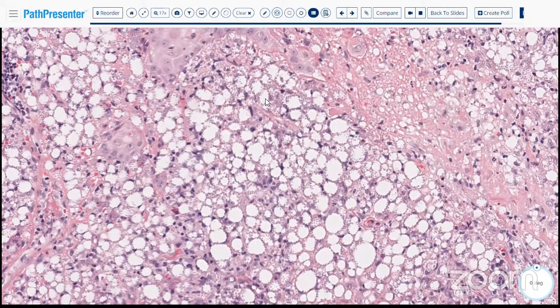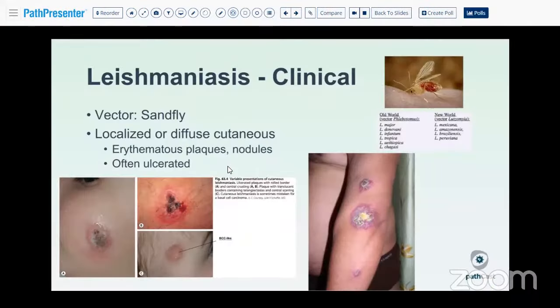And sure enough, as we zoom in on these, they are vacuolated histiocytes and they are teeming with these little dot-like organisms. And the dot-like organisms are rimming the periphery like a marquee. So that's known as the marquee sign of leishmaniasis. Leishmaniasis clinically is from the bite of a sandfly that transmits the leishmaniasis organism. There are different leishmaniasis species, Old World and New World. The cutaneous lesions can be localized to the site of the bite or diffuse cutaneous. They can also spread in a lymphangitic pattern, also known as a sporotrichoid pattern, up an extremity.